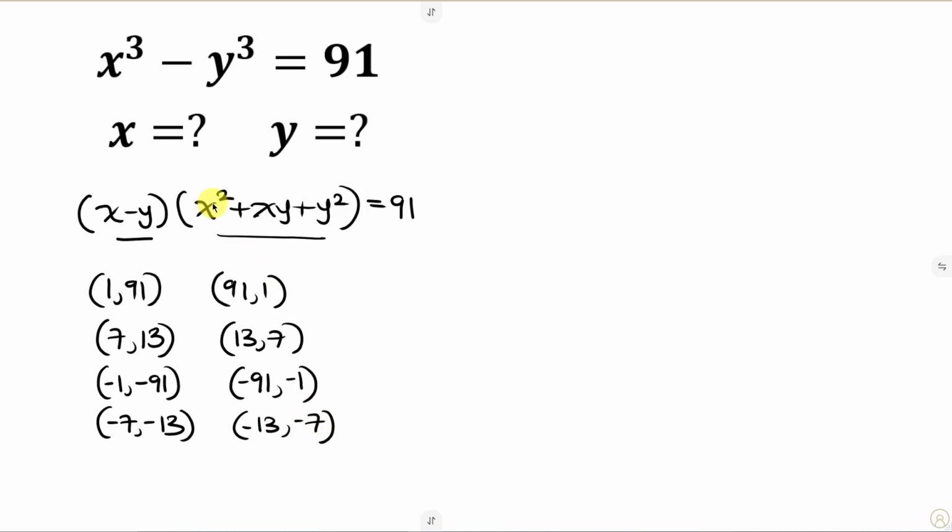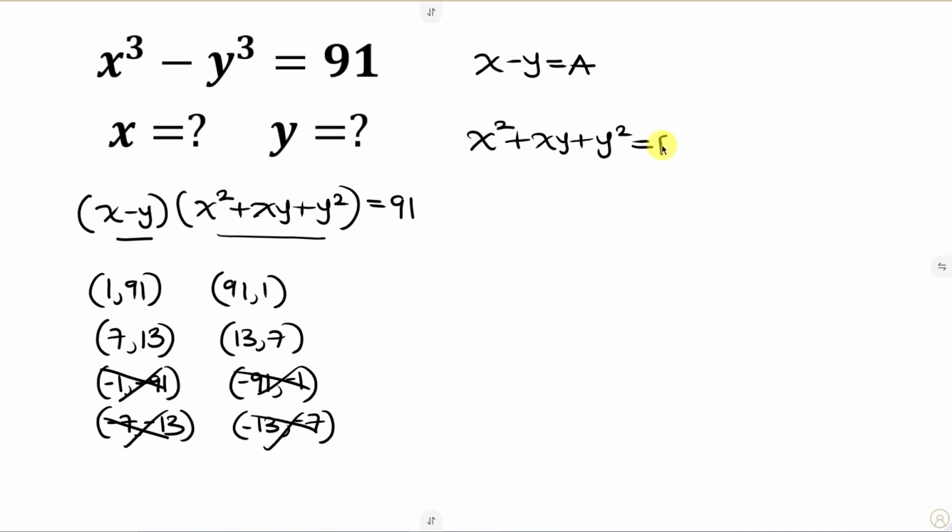But then notice something. x squared plus xy plus y squared is always positive. And if that is the case, that means we're going to be ignoring the negative factors of 91. So we ignore this. We also ignore this. We ignore this. And we ignore this. So we have 4 factors to work with. So let's call this first factor, which is x minus y, A. Then let's call this other one, which is x squared plus xy plus y squared, B.